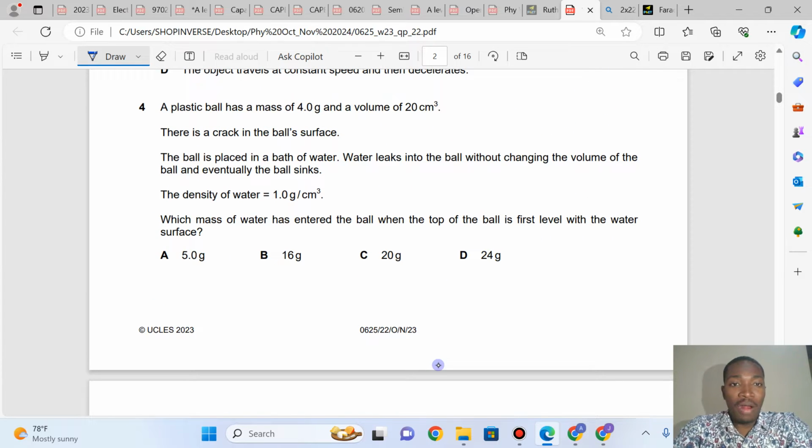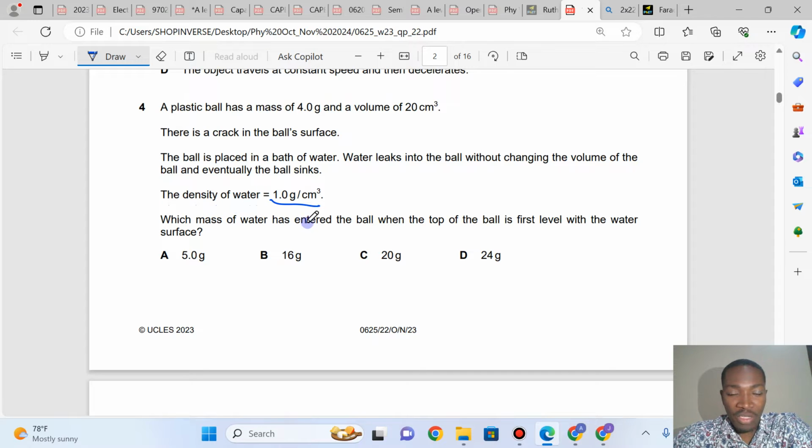A plastic ball has a mass of 4 grams and a volume of 20 cm cube. There is a crack in the ball's surface. The ball is placed in a bath of water. Water leaks into the ball without changing its volume. And eventually the ball sinks. The density of water is 1 gram per cm cube. Let's take note of that.